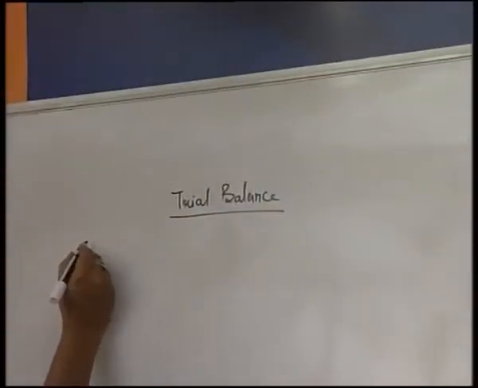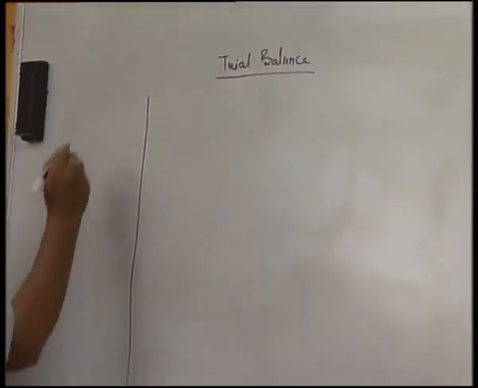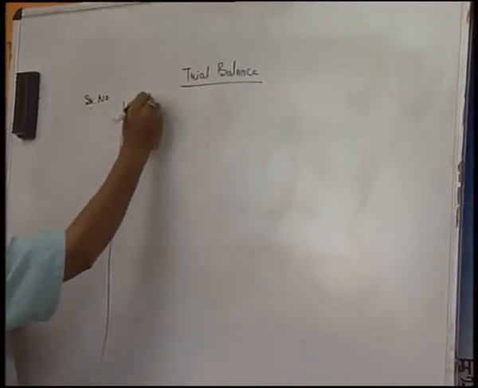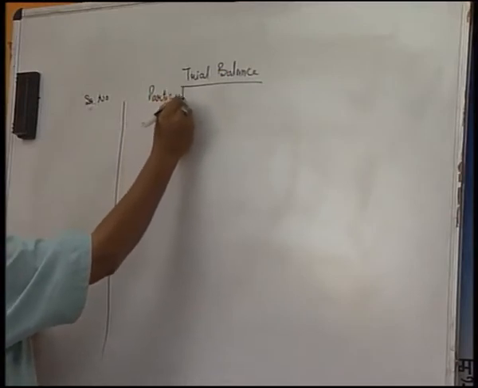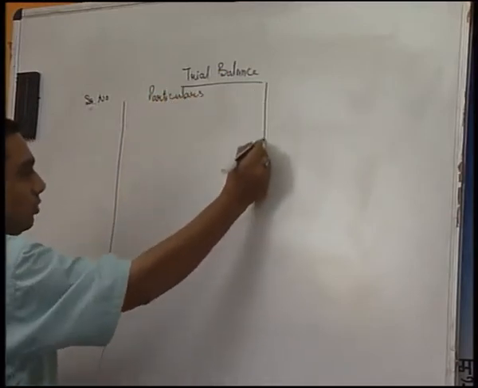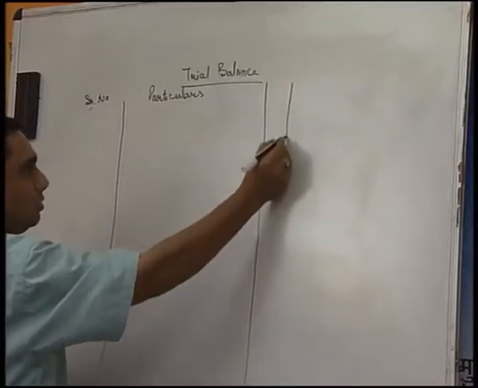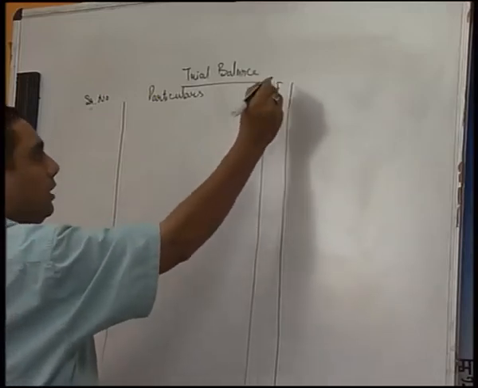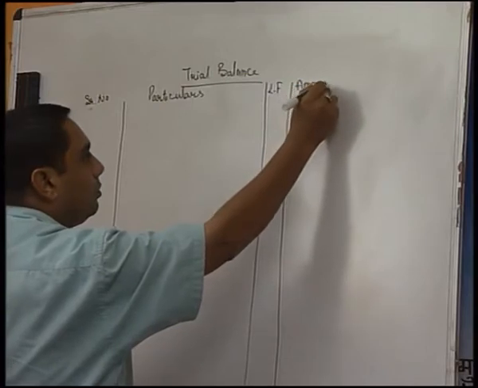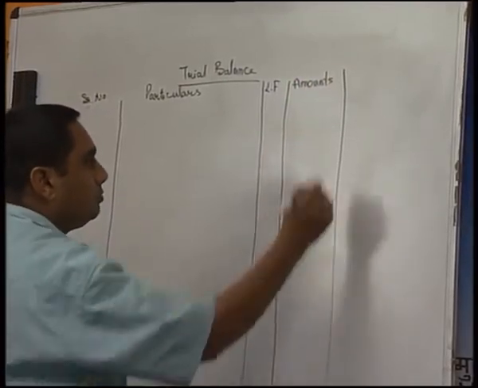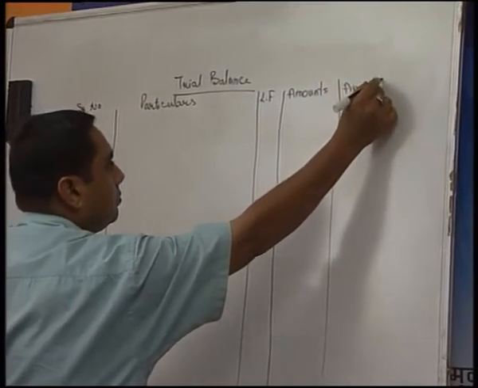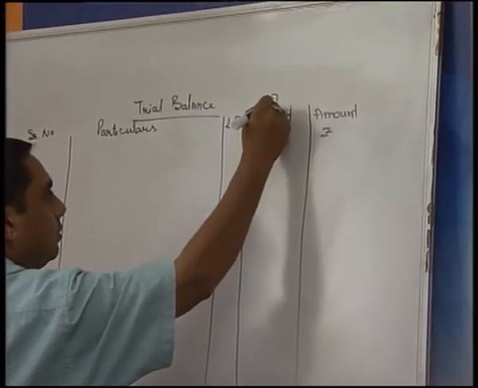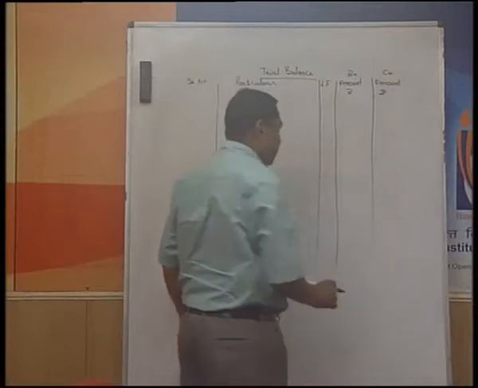So, look learners, on the extreme left we have the serial number, then the particulars, then after that one small column as LF, which means ledger folio, and then two columns for amounts. Here also amount, which we mention in terms of rupees. This is the debit balance and this is the credit balance.